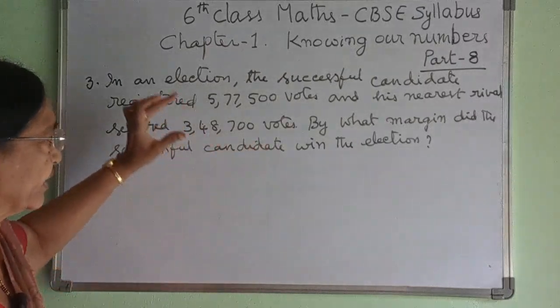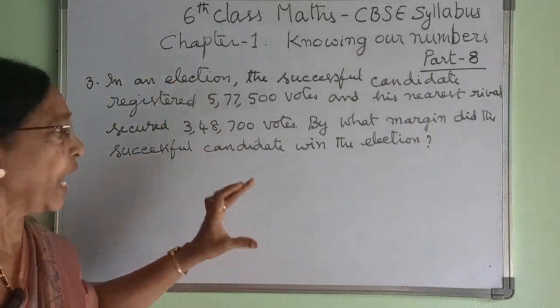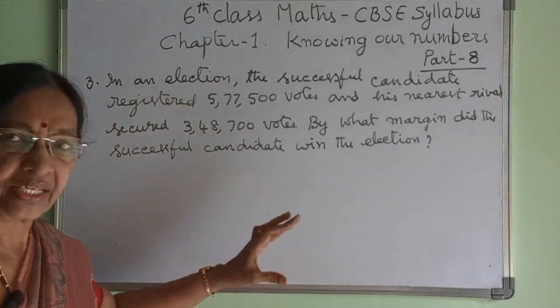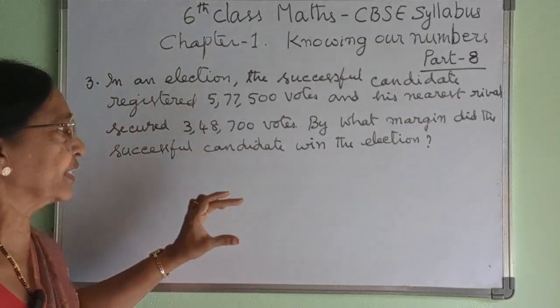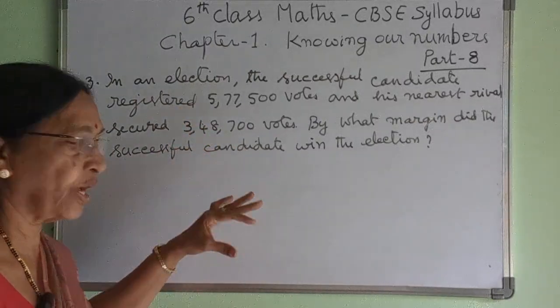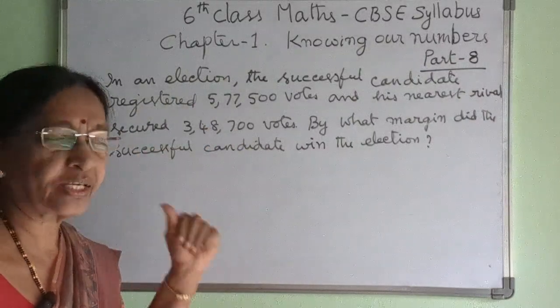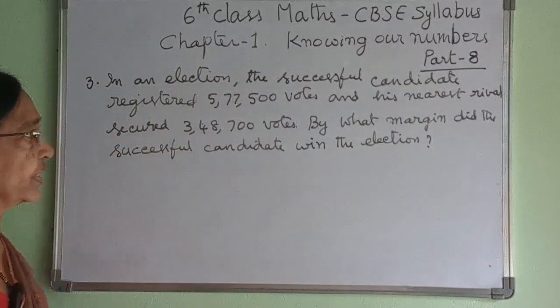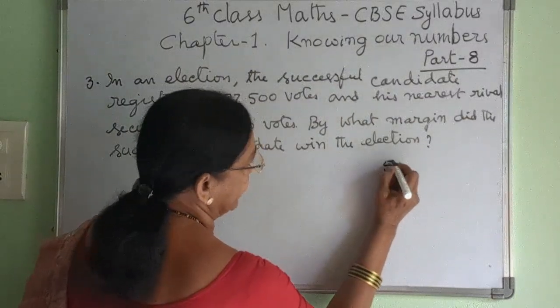So that is the difference between the votes got by the successful candidate and the votes got by the nearest defeated candidate. So that is the margin with which the successful candidate won the election. Therefore, we have to find out the difference.